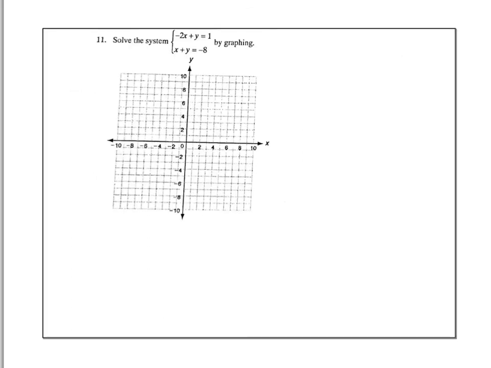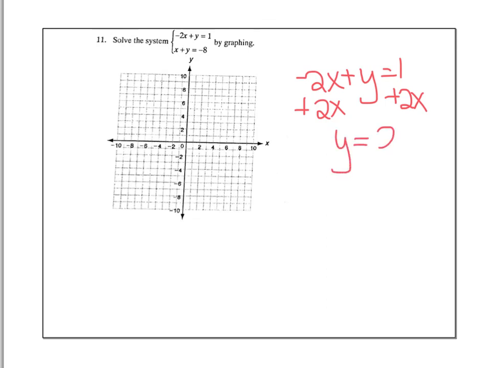Last problem on the review says to solve it by graphing. So that means I have to look at each equation and make sure that it's either in slope-intercept form or I can put it in there. They're not in slope-intercept form, so we need to start there. So negative 2x plus y equals 1. So I'm going to add the 2x. So y equals 2x plus 1, which means I start at positive 1.